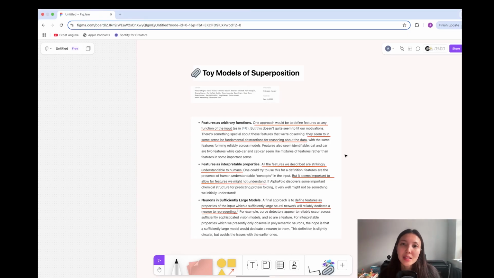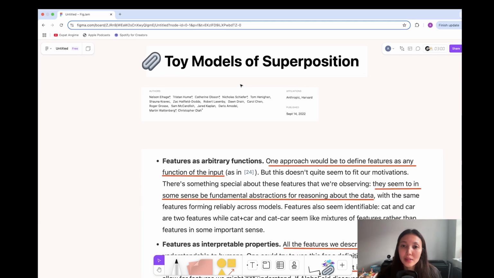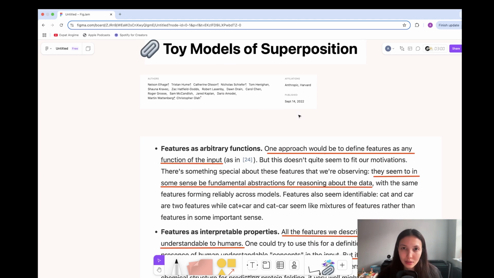Now that we have seen examples of features, we can discuss in detail what a good definition for a feature might be. So I found a great article in the Transformer Circuits thread, and it's called Toy Models of Superposition, and it's written by the team at Anthropic and Harvard. And it has a section that discusses different approaches on how to define a feature.